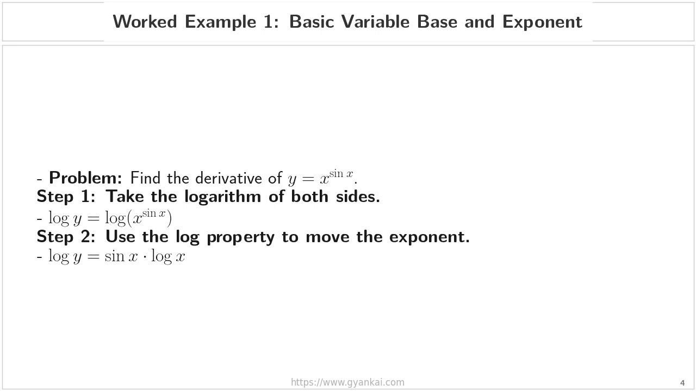In step 2, we apply the logarithmic property we discussed in the conceptual approach. By bringing the exponent down to the base level, the expression simplifies to log y equals sine x multiplied by log x. This is the crucial step that transforms our exponential expression into a product.